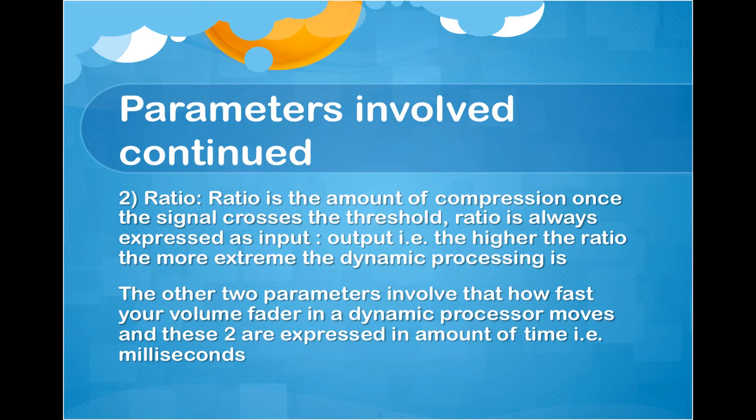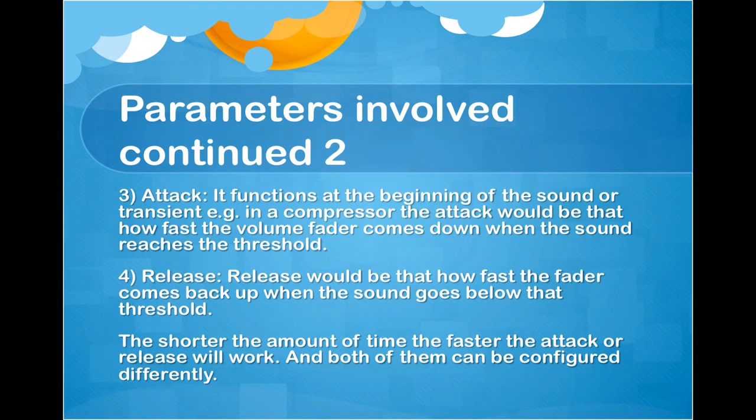The other two parameters involve how fast the volume fader in a dynamic processor moves, and these two are expressed in amounts of time, that is milliseconds. These two are, of course, attack and release. Attack functions at the beginning of the sound, or a transient. For example, in a compressor, the attack is how fast the volume fader comes down when the sound reaches the threshold, and release is almost the opposite of it. The release is how fast the fader comes back up when the sound goes below that threshold.